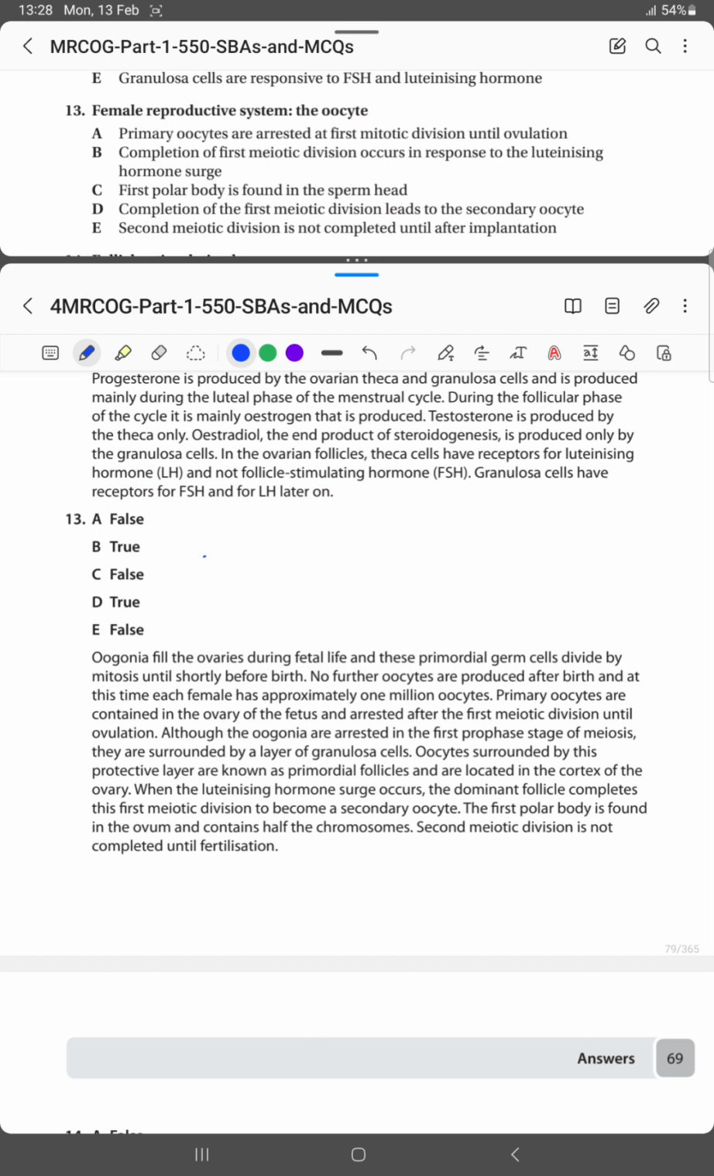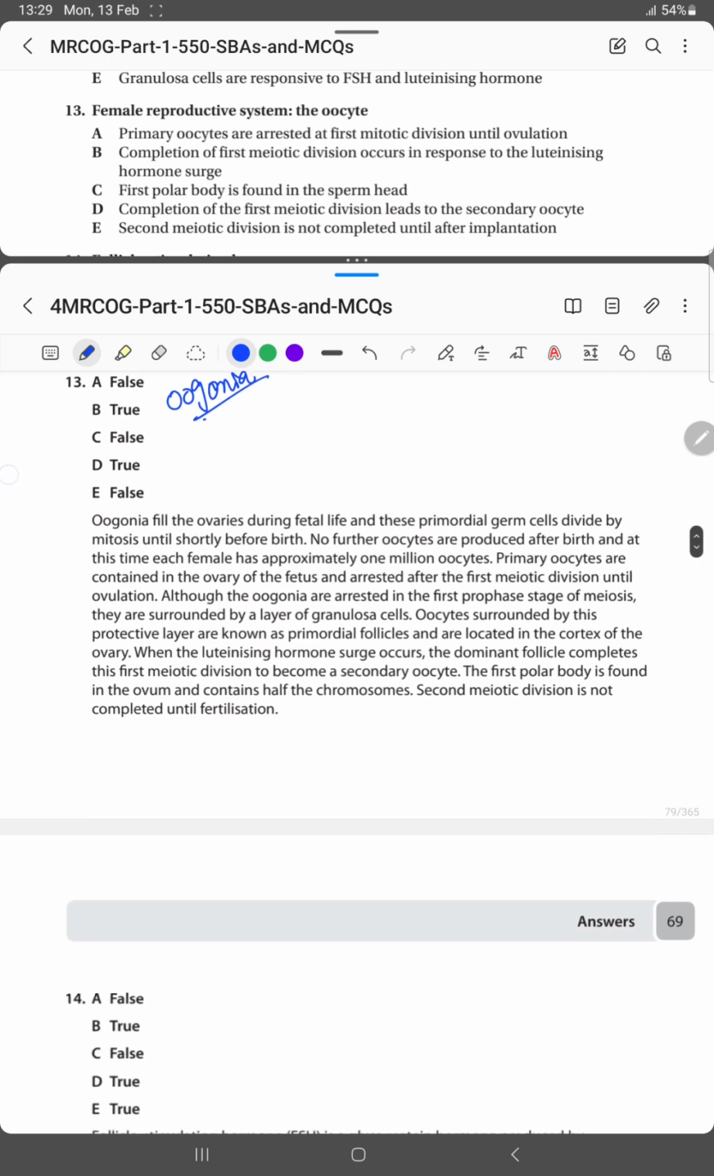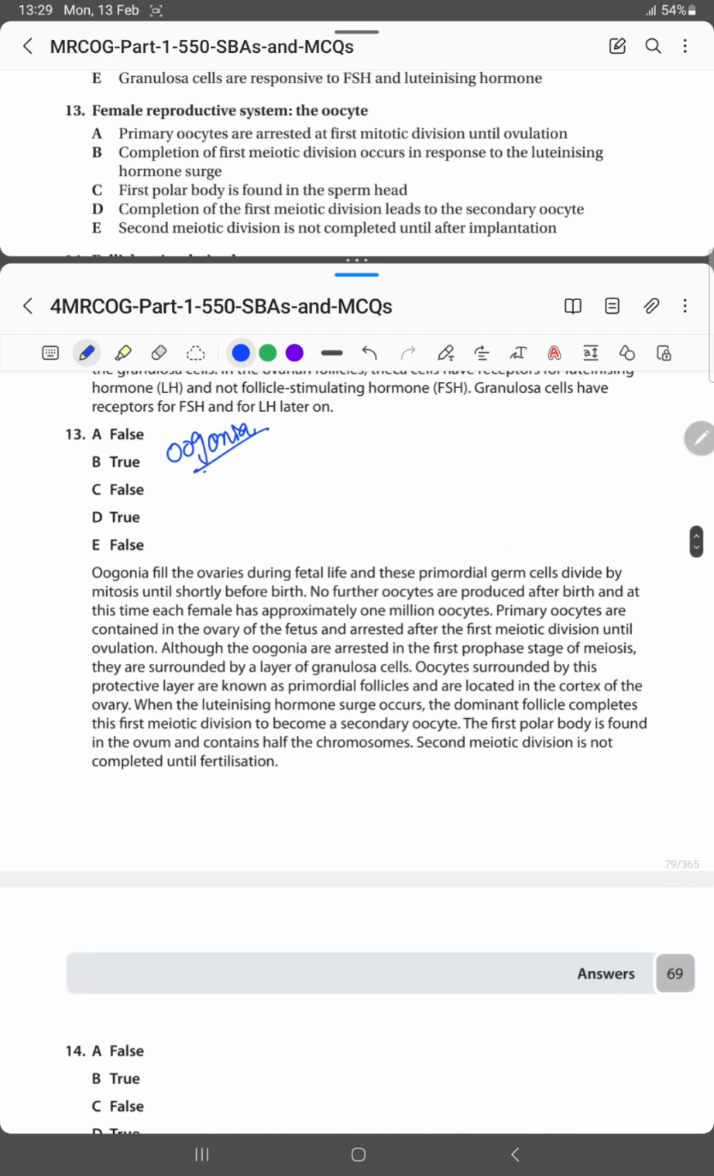These are true and false, and let's see some more things regarding the oocytes. Basically, these are the oogonia which fill the ovary during fetal life. These primordial germ cells divide by mitosis, first there is mitosis, until shortly before birth. At birth, the female baby has got 1 million oocytes, and these 1 million oocytes are formed after the mitosis of the cells.